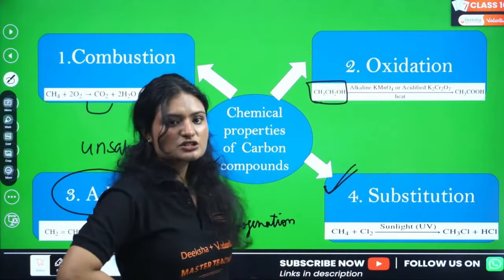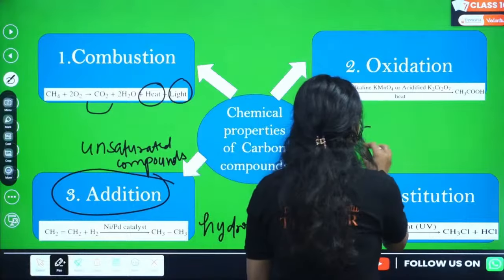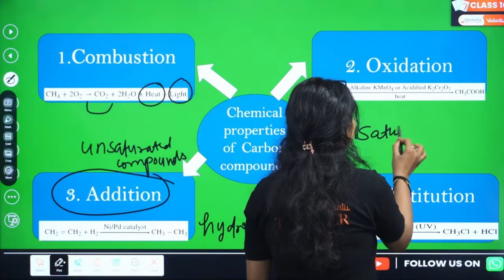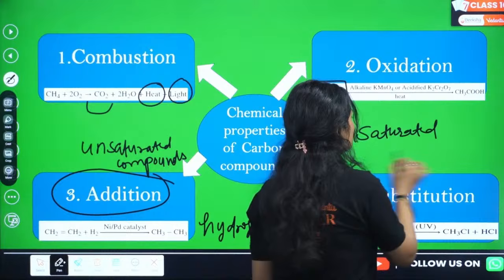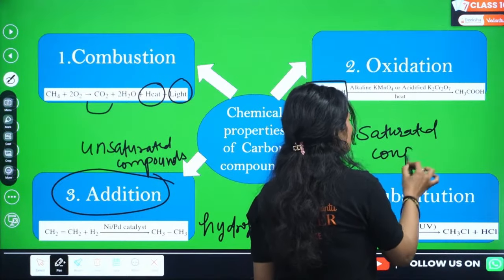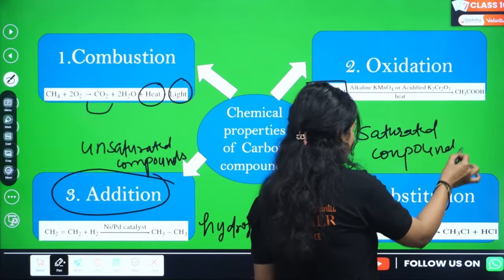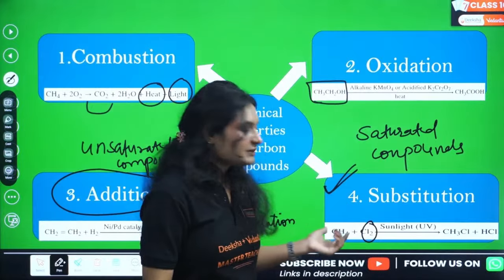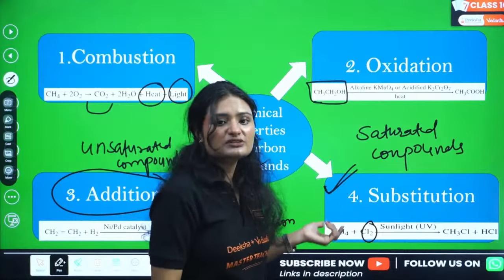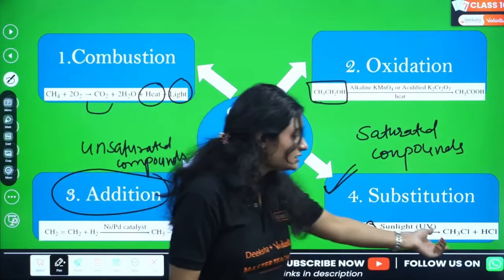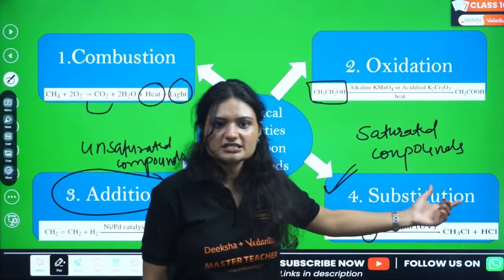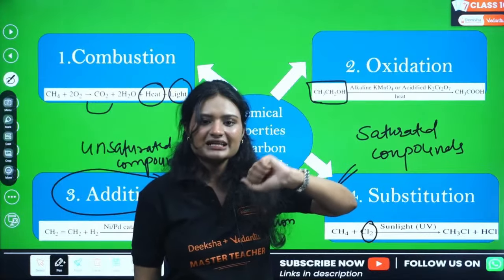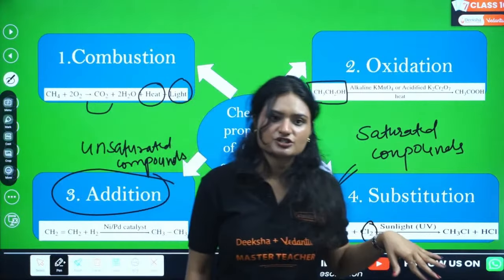The last reaction is substitution, my dear kids. Substitution reaction is given by saturated compounds, compounds having only single bonds. What is happening here? A chlorine atom comes and replaces one of the hydrogens, substitutes one of the hydrogens, and that's how you get CH3Cl. It replaced one hydrogen. Clear? That is a substitution reaction.